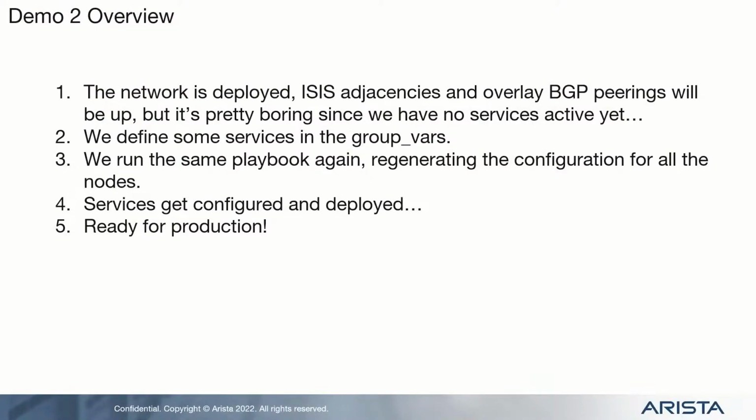So now at the end of the first demo, as I've already mentioned, the network is deployed. ISIS adjacencies and overlay BGP peerings are up, but we have no services. So there's no traffic going across the network in any shape or form. We'll go ahead and define some services in the group variables, in the abstracted network representation I've mentioned so many times by this point. We're going to run the same playbook again, so regenerating the configuration for each device, and we're going to see some services get configured and deployed, and we'll be ready for production, hopefully.